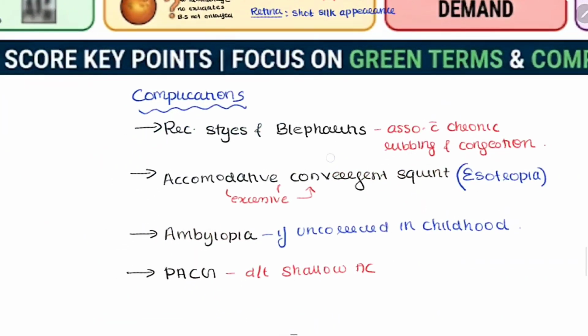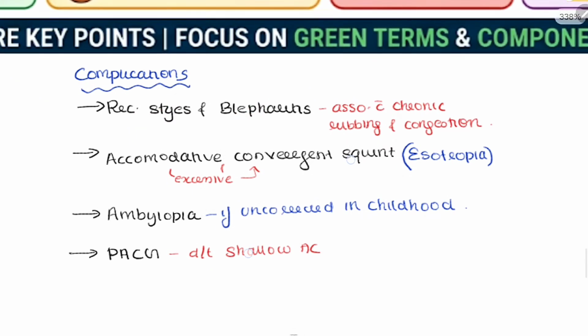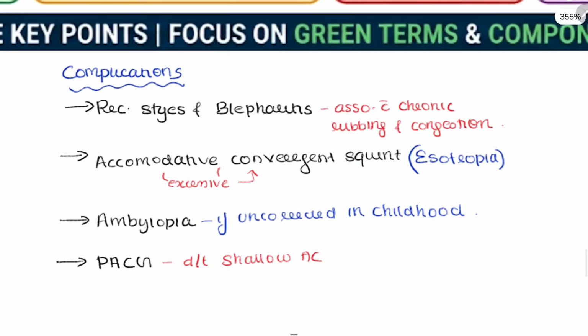Now coming to the complications. So there can be recurrent styes and blepharitis in the eyelid, associated with constant or chronic rubbing and congestion. During near vision, what will happen? There will be eye strain, frontal headache, and watering. So we will rub the eye. Associated with chronic rubbing and congestion, there can be recurrent styes and blepharitis.